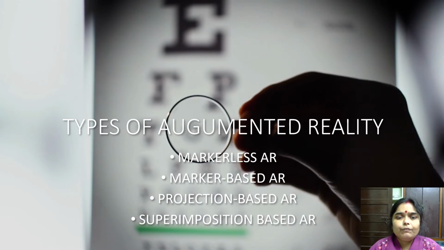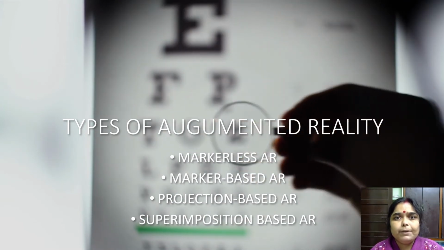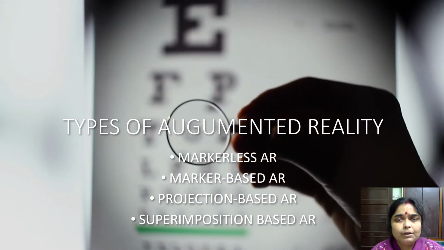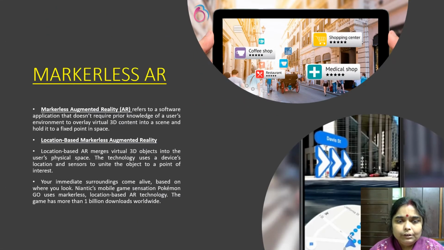Now, types of augmented reality: markerless AR, marker-based AR, projection-based AR, and superimposition-based AR. So what is markerless AR? Markerless AR is where the application does not require any prior knowledge of the user environment to overlay a virtual 3D object into the scene. So the most common example of this is the GPS system, the location tracking.